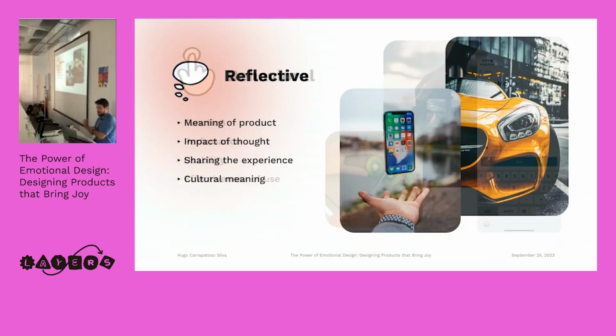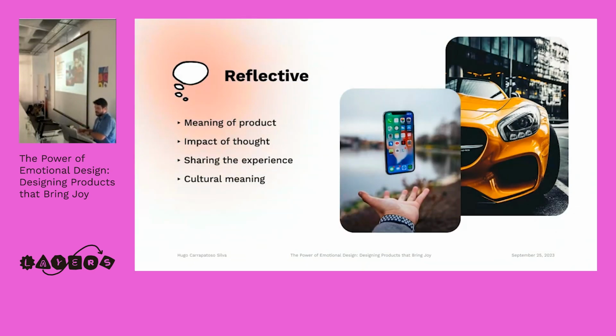And the reflective part is the meaning of a product. It's more than using a product. It's when you use a product and share it with your friends, for example. It can have a cultural meaning. For example, and this is a car right here, but that's just an example, you really like your car, you really enjoy riding your car, and you are at home, thinking of it. You are not using it, so it's beyond the using.